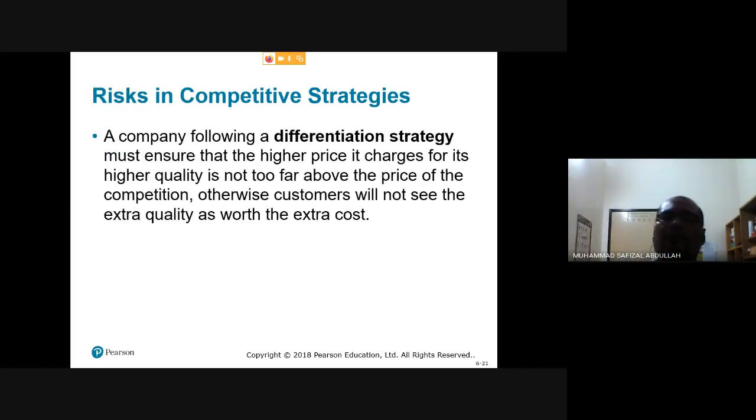So be careful. Even though you are selling based on a value proposition, selling based on uniqueness, don't price too high above the market price, because consumers with a sense of logic may think that it is not worth the extra cost.